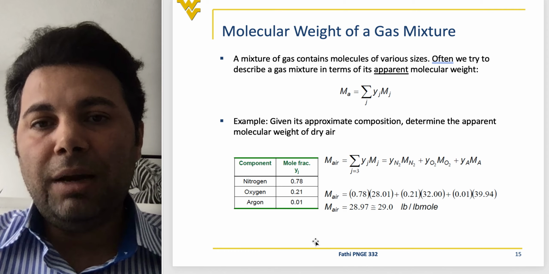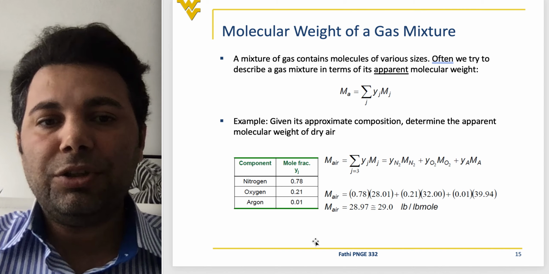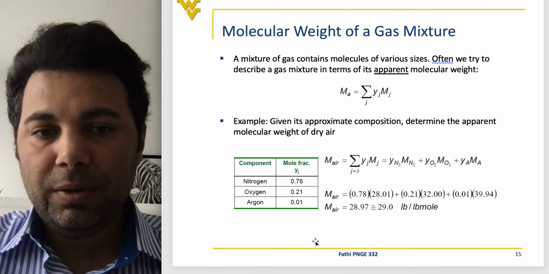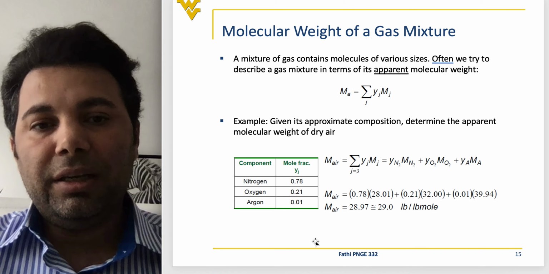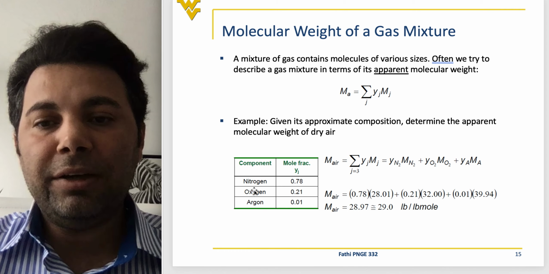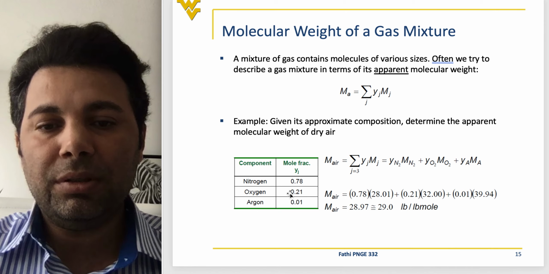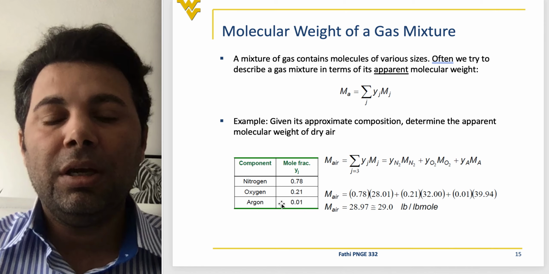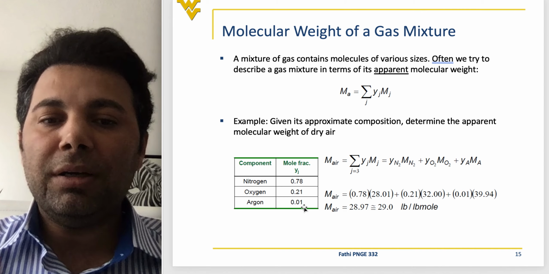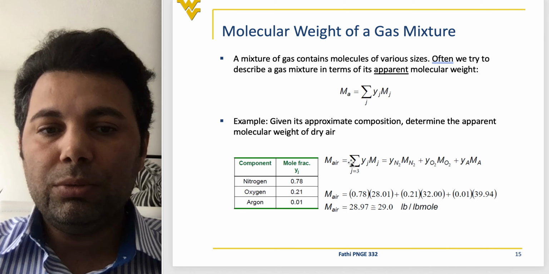Okay, so the apparent molecular weight of a mixture is equal to the summation of the mole fraction of each component times its molecular weight. For example, I can find the apparent molecular weight of air if I know that the air contains nitrogen, oxygen, and argon. If I send the air sample to the lab and they come back saying that 78% is nitrogen, 21% is oxygen, and 1% is argon, I can find some apparent molecular weight for this air, some sort of effective molecular weight. And that's equal to the summation of the mole fraction of each component times its molecular weight.